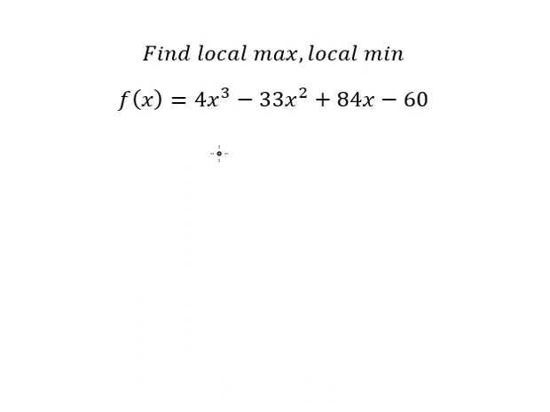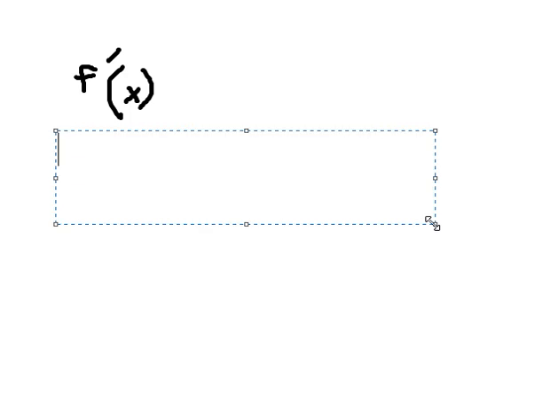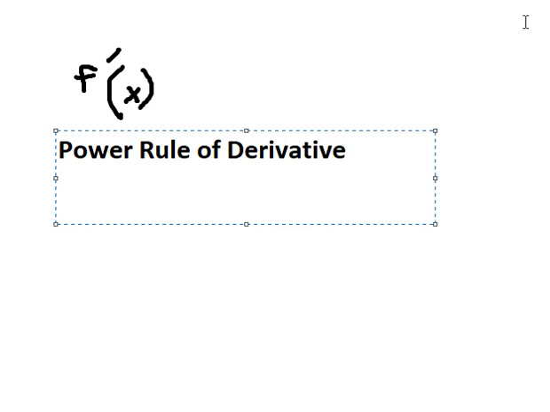So today I will show you how to find local max and local min. The first thing we need to do is find the derivative of the function. We know that we need to apply the formula in here. That is the power rule of the derivative.